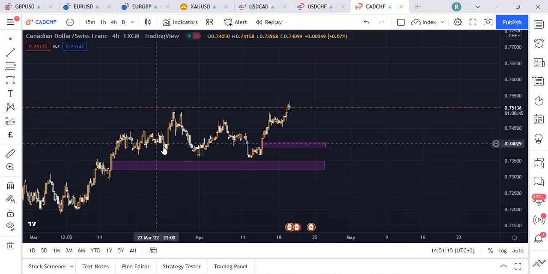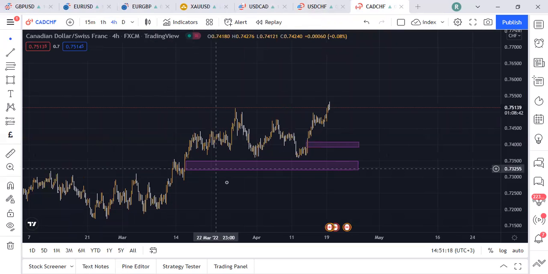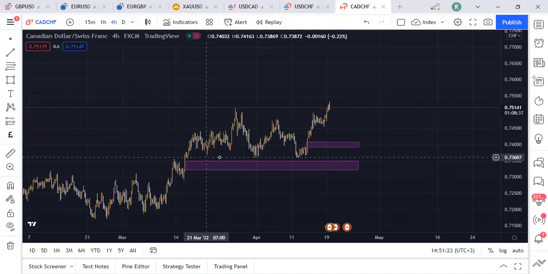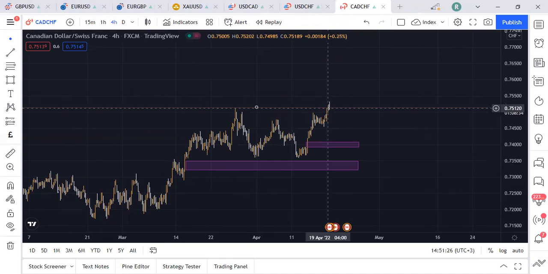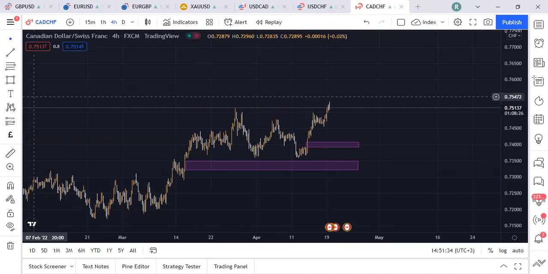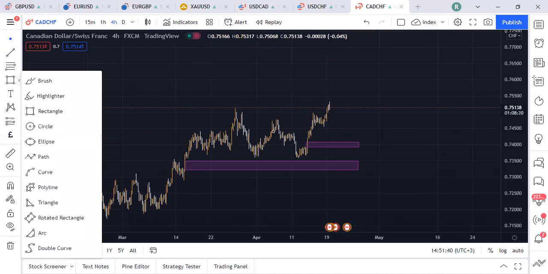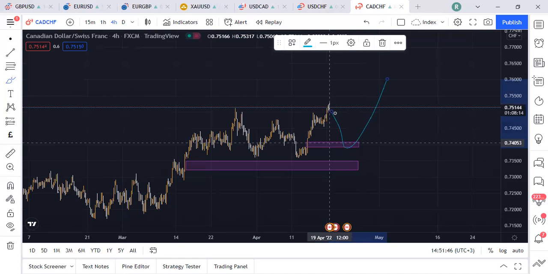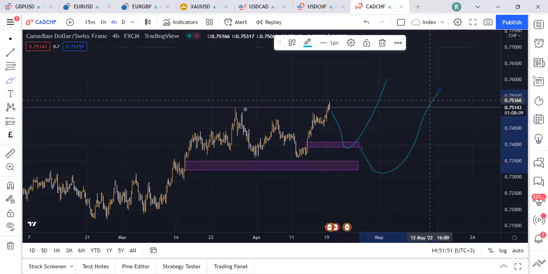And then looking at CAD-CHF, we've got some important areas here. We do have the market coming down to this low, using it as support and then continuing all the way up, which is why I'm expecting the market to retrace to one of these areas, either this one or this one, and then we can continue buying. So what I'd be looking to do here is at least see the market coming down to this area and then continue to the top side, or maybe coming down to this area and then continuing to the top side. This is CAD-CHF, one of the trades that I'm looking at currently.